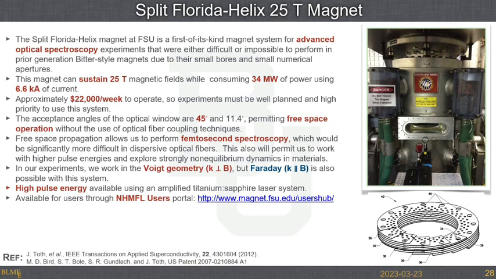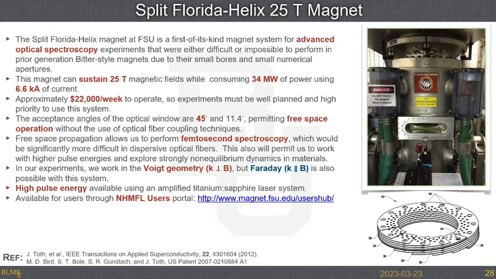So this is a magnet here. It's about the size of an automobile. We use this on a regular basis. This is actually a user facility, so we have to apply to work on all of this, but we can look at materials in 25 Tesla, and we're trying to understand the same sorts of coherence properties that I was talking about before, but under very high magnetic fields.